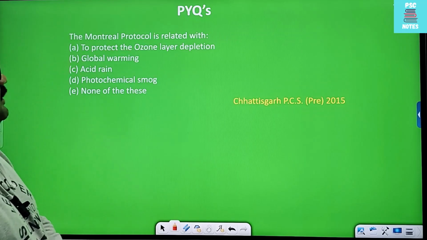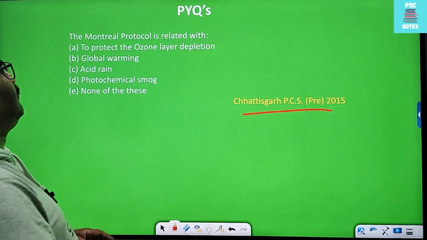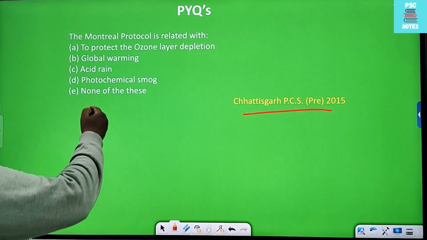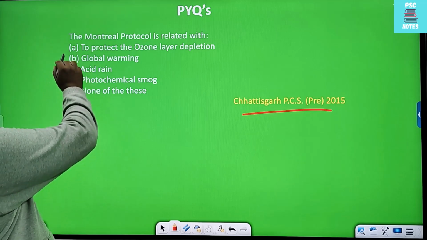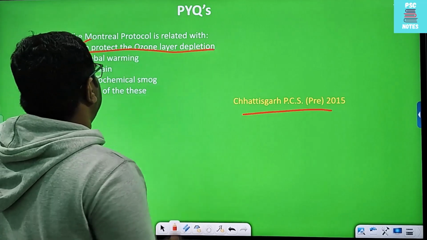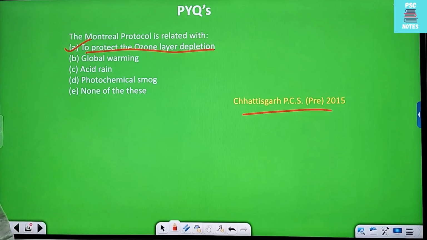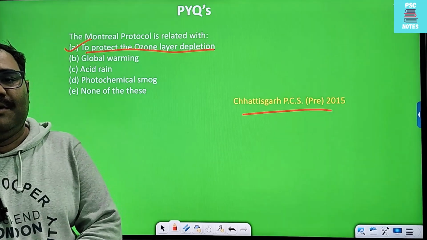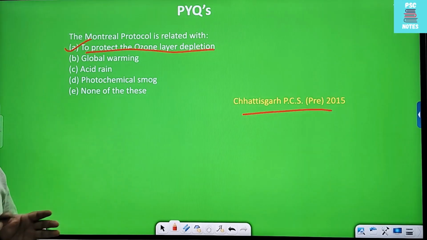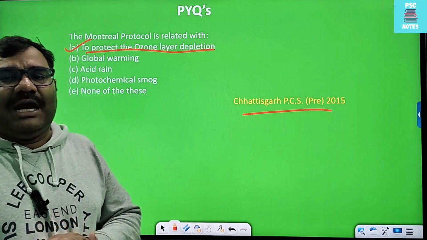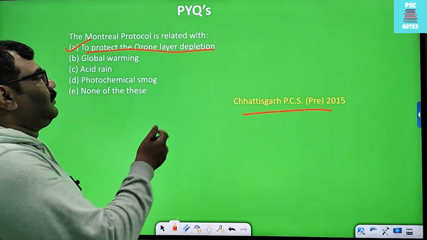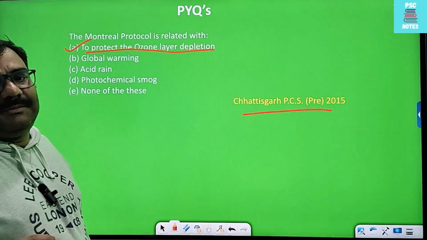तो now coming to other question, which was asked in Chhattisgarh PSC 2015, Montreal Protocol is related with to protect the ozone layer depletion. How? Because it phase out the ozone depleting substance such as chlorofluorocarbons, halons, hydrochlorofluorocarbons, so that ozone layer is not depleted.